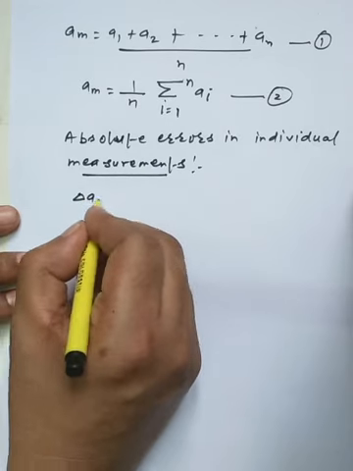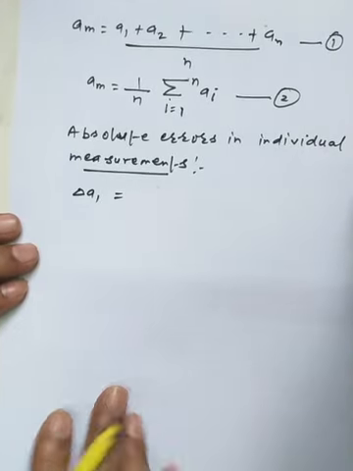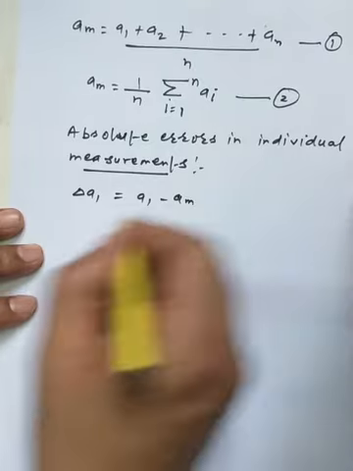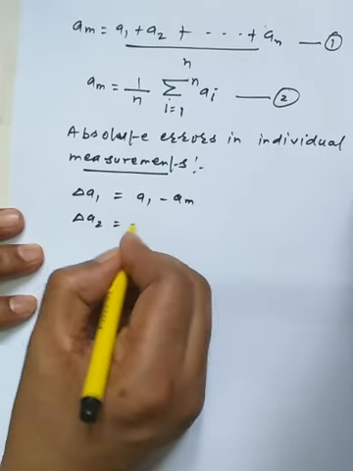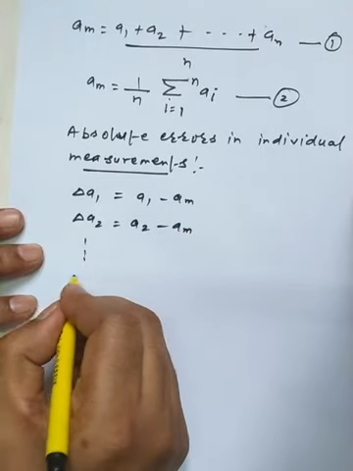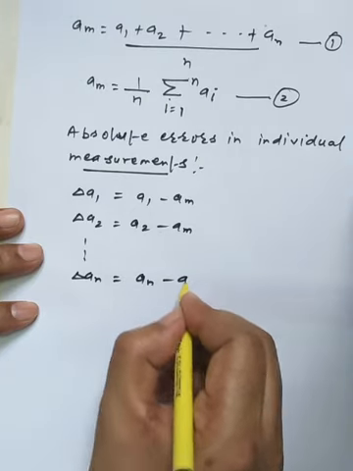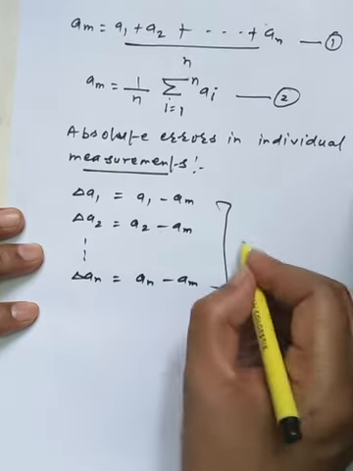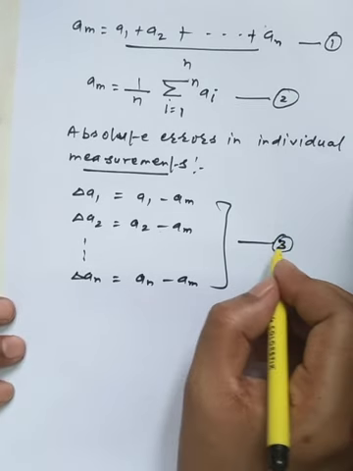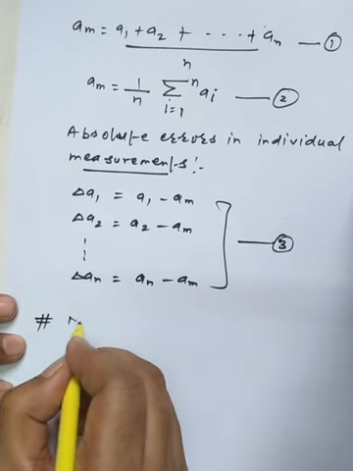Suppose delta a1 is the first absolute error, in the first measurement. We represent it as delta a1 equals a1 minus am. Similarly, the other values: delta a2 equals a2 minus am, and so on, repeating up to the nth term: delta an equals an minus am. This is the general formula we use for the absolute error in the individual measurements. Now we have the term called the mean absolute error.